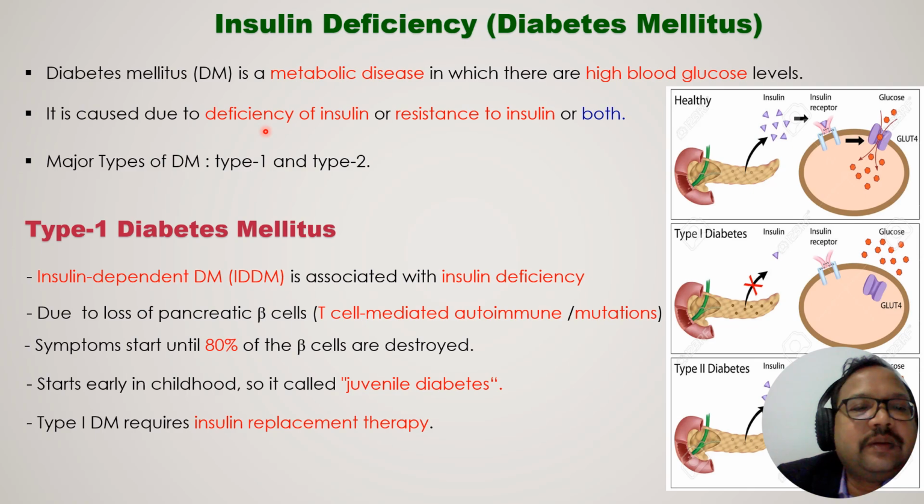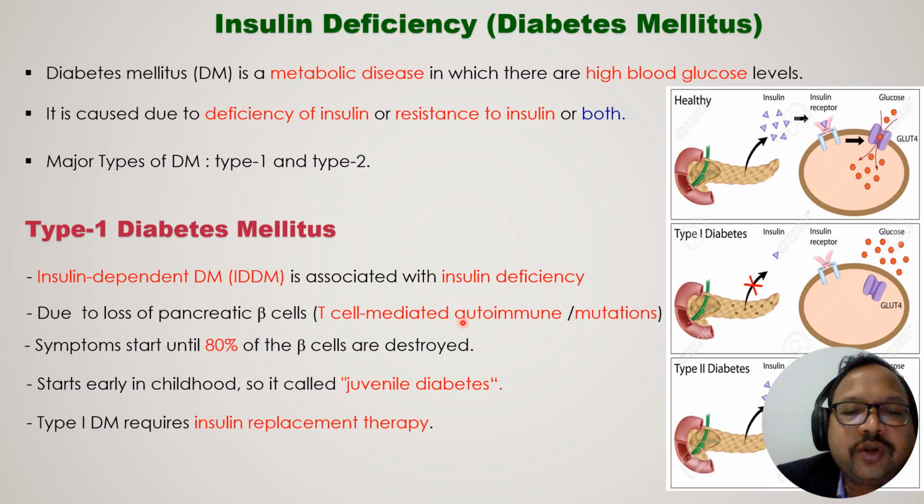Basically, it is of two types, type 1 diabetes and type 2 diabetes. Type 1 diabetes is also called insulin dependent diabetes mellitus. We also call it juvenile diabetes. So why do we call it insulin dependent diabetes mellitus? Because in this case insulin deficiency occurs.